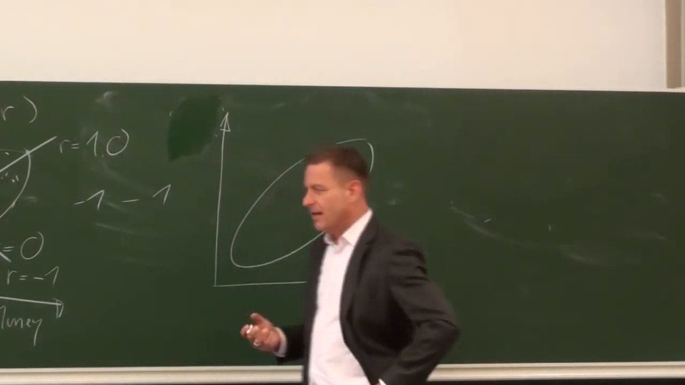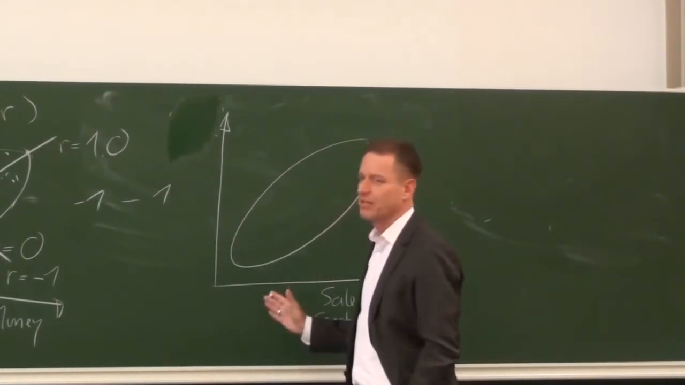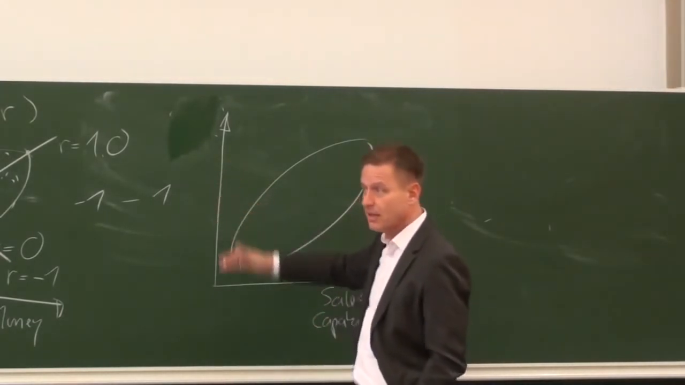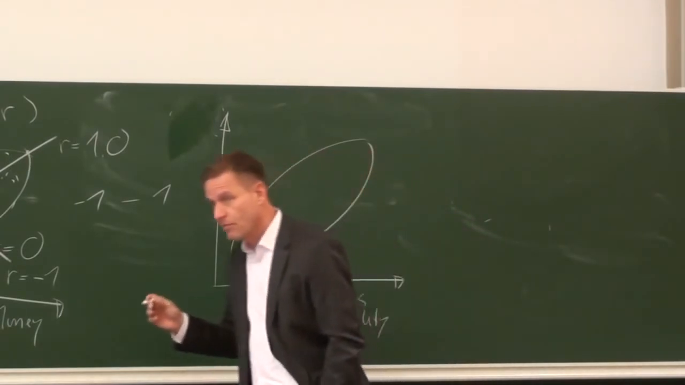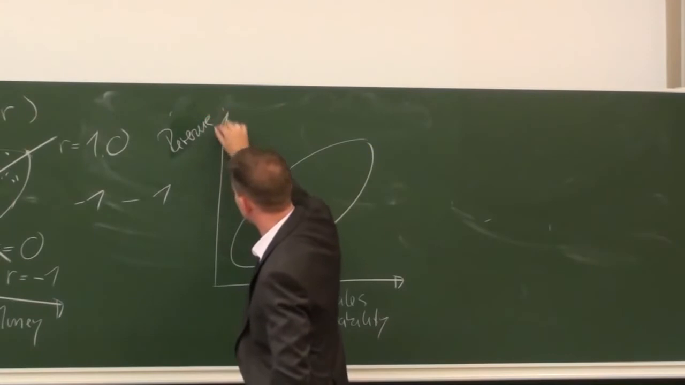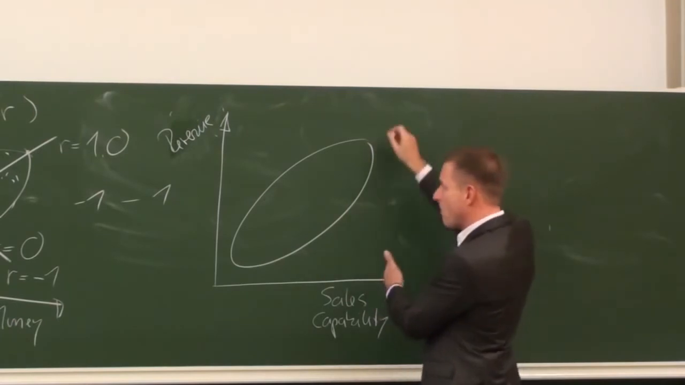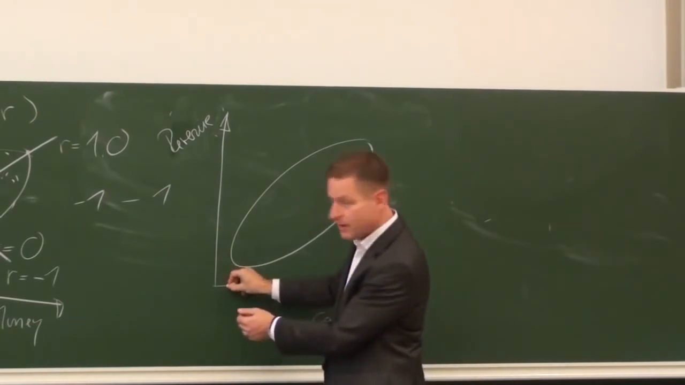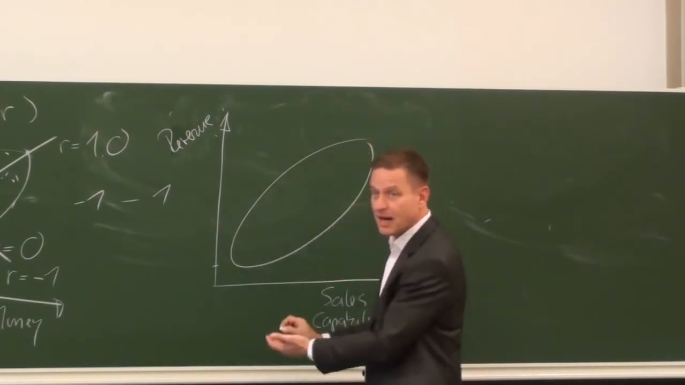Now, if you want to know whether this test really measures sales capability or something else, we must compare the test scores with the criterion. And what could the criterion be in this case? Yes, revenue. Those who score high on a sales capability test should sell more. And those who are weak on a sales capability test, they should sell less. And we would expect that there is a relationship like this.